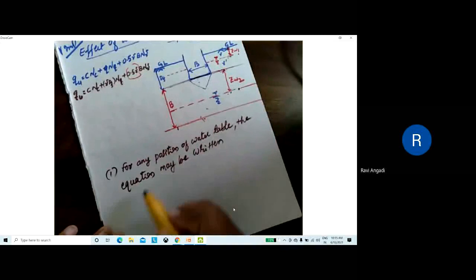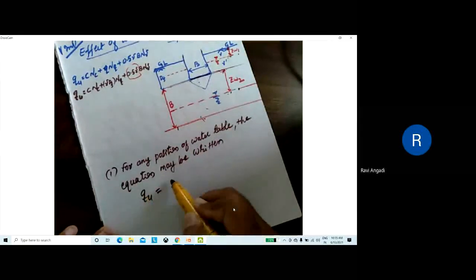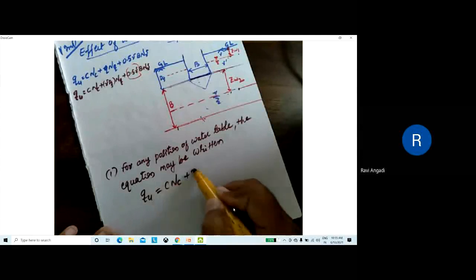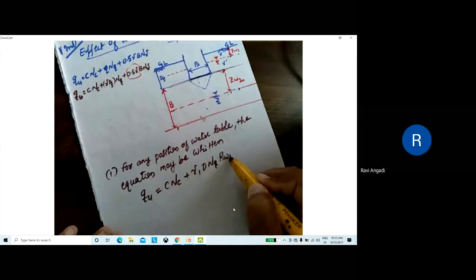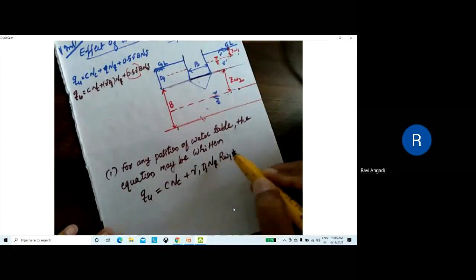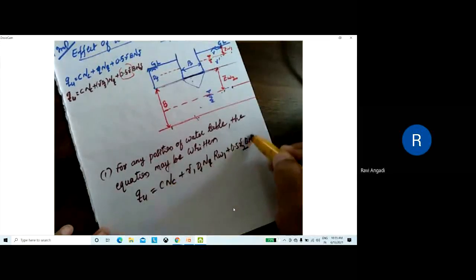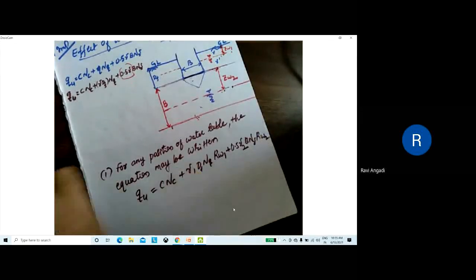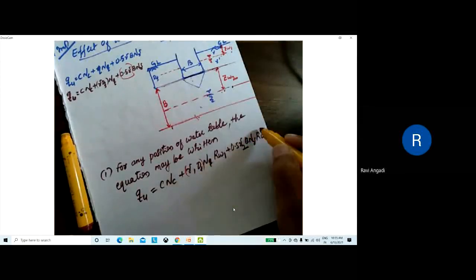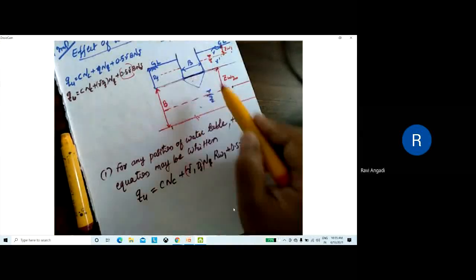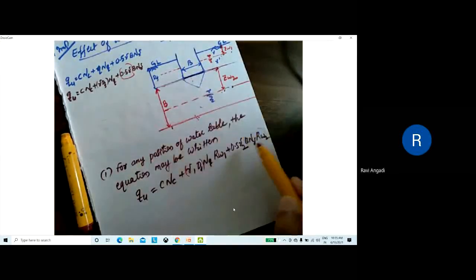just to write the general equation, QU equal to CNC plus gamma 1 DNQ. Then I'll introduce one term, reduction factors, that is due to water table, reduction factors, plus again 0.5 gamma 2 BN gamma, then again reduction factor for this one. This is due to surcharge weight, and again this is due to the wedge term. This is called the wedge term because we have got this term in the equation.